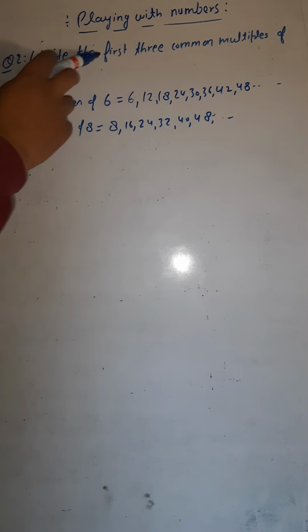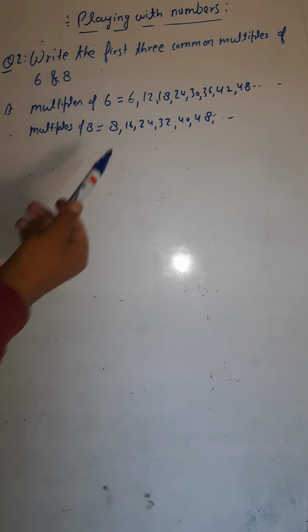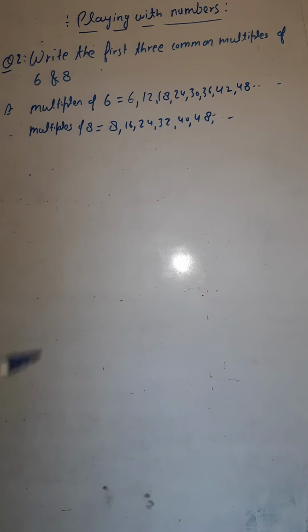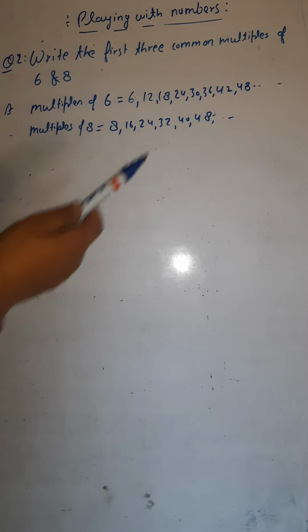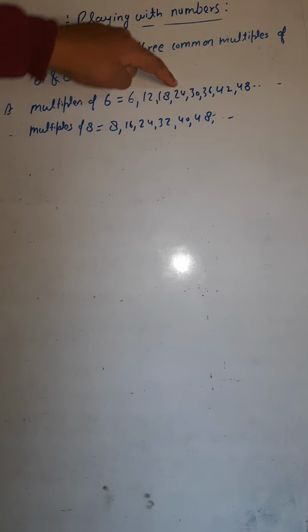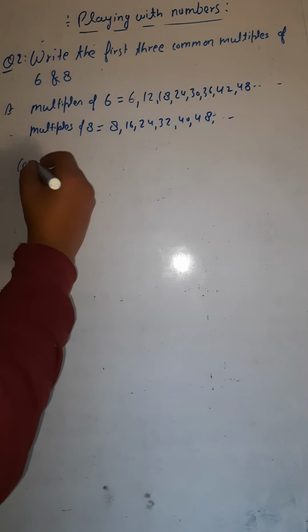Okay. Now we have to find out first 3 common multiples. First 3 common multiples means the multiples which are occurring first, and they should be common also. Like here 6, 8, nothing is here, nothing is here. Like first is 24 here. 24 you could see it here also and here also. So first common multiple is, now here let me write it here.